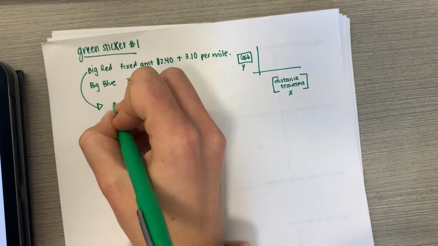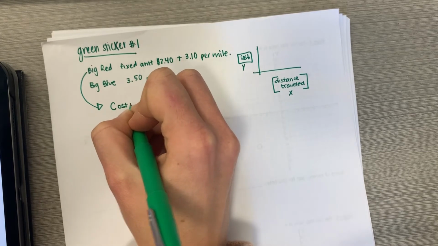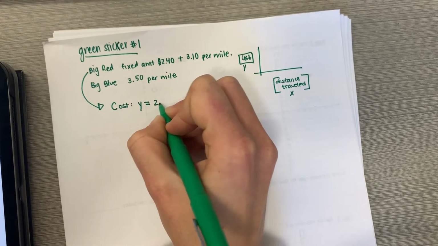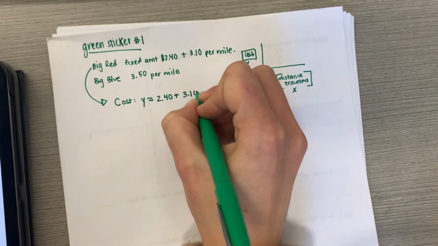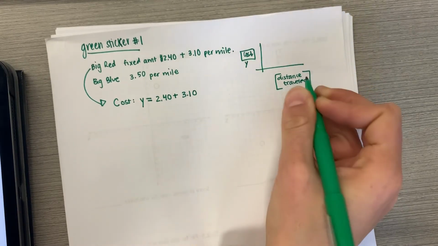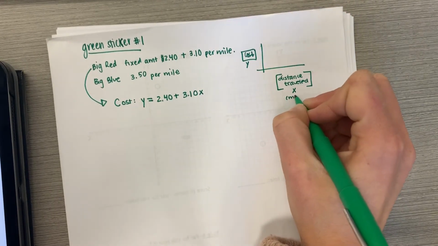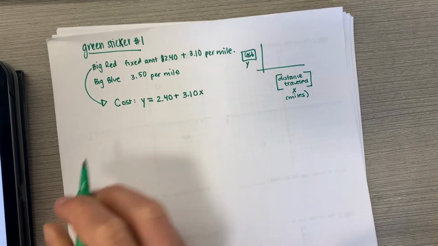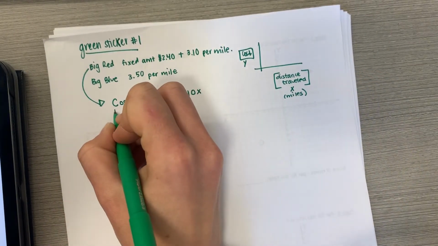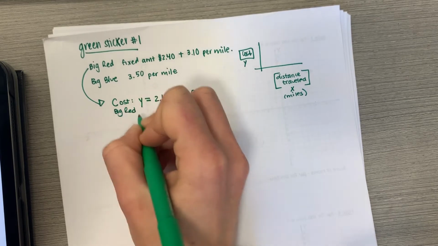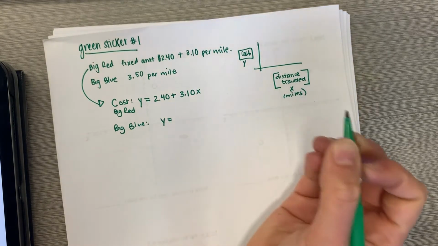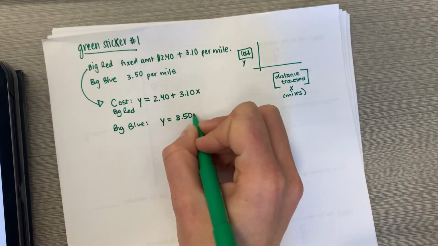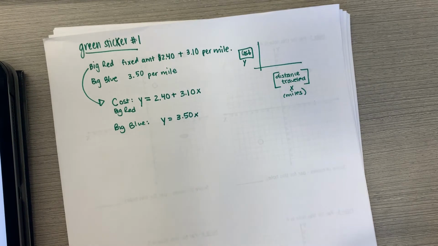Big Red, the cost Y is equal to a fixed amount, $2.40. Everyone's going to pay $2.40 plus $3.10 per mile. So distance traveled, that's X. We'll say this is in miles. This is cost for Big Red. Cost for Big Blue, same idea, Y equals no fixed cost. Instead, it's just $3.50 per mile traveled. You should be able to sketch these graphs. They are linear.